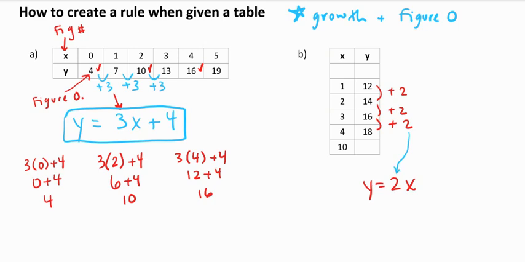And if you want more of an explanation of why that works, you can watch the video that is creating a rule when given a pattern. I explain it a little bit more there.